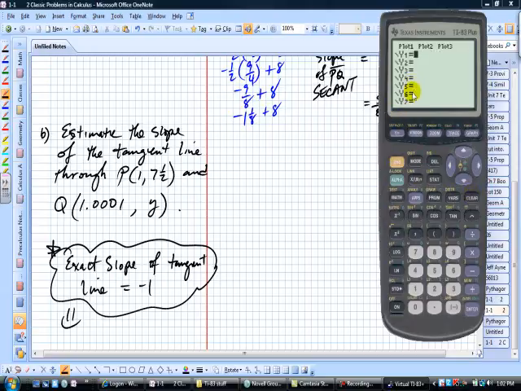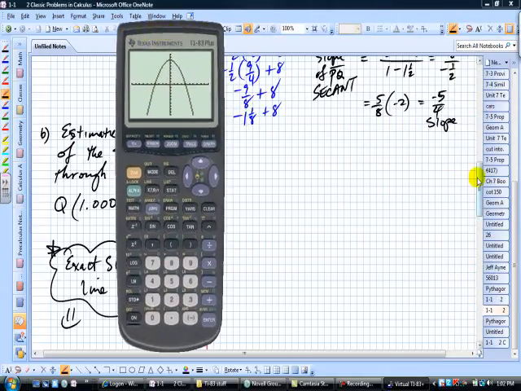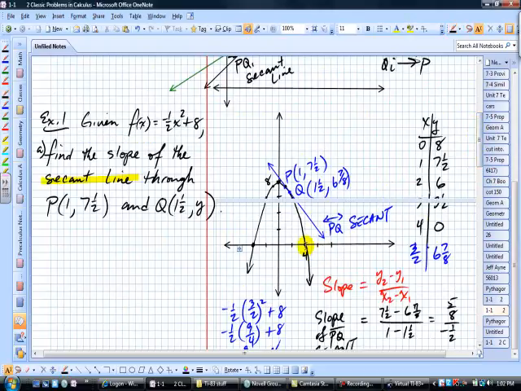Now, first of all, we enter the function in. So let's do that. -0.5, or you can go 1 divided by 2 for 1/2, x squared plus 8. Go to zoom. Select number 6 for ZStandard. That will make sure that your graph looks like mine. You'll notice that it looks like the graph that I showed you. Up here at 8 is the y-intercept, at the top vertex, and it intersects at 4 and -4 on the x-axis, which corresponds to my graph. Over here, let me show you. See? The x-intercepts are 4 and -4, and the y-intercept is 8.